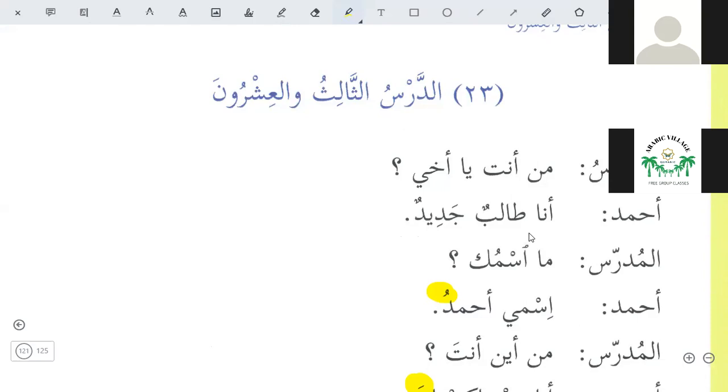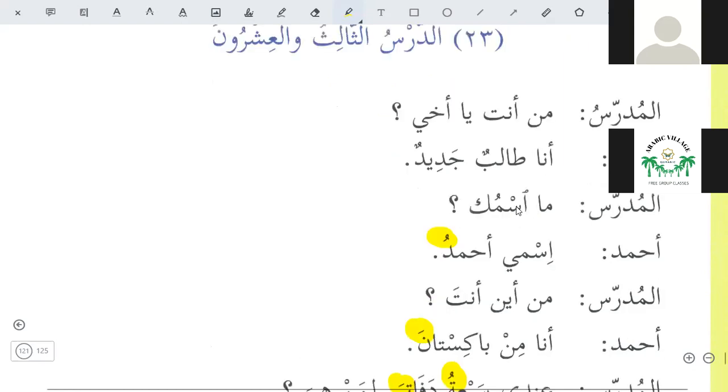Al-mudarrisu: man anta ya akhi? Who are you, O brother? Ahmadu: ana talibun jadidun. I am a new student. Al-mudarrisu: masmuka? What is your name? Ahmadu: naam, ya ustaz. Ismi Ahmadu. My name is Ahmad. Al-mudarrisu: min aina anta?